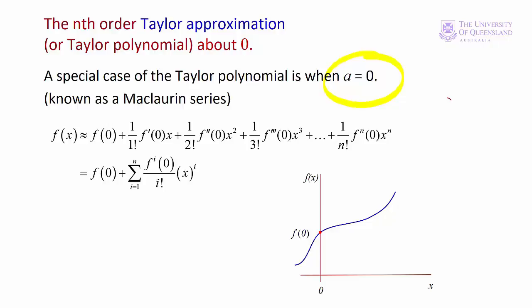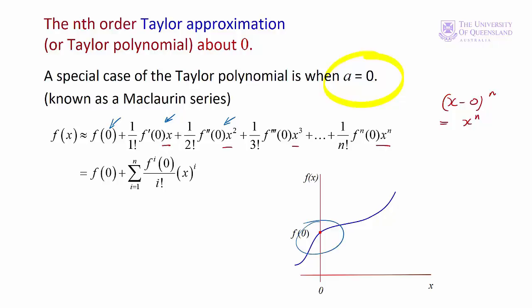If we have x minus 0 to the n, that's simply equal to x to the n. So for a Maclaurin series, wherever we see x minus a, that becomes just x. So we'll have x to the 1, x squared, x cubed, up to x to the n. And the derivatives are evaluated at 0. So Maclaurin series is used for approximations where x is close to 0.